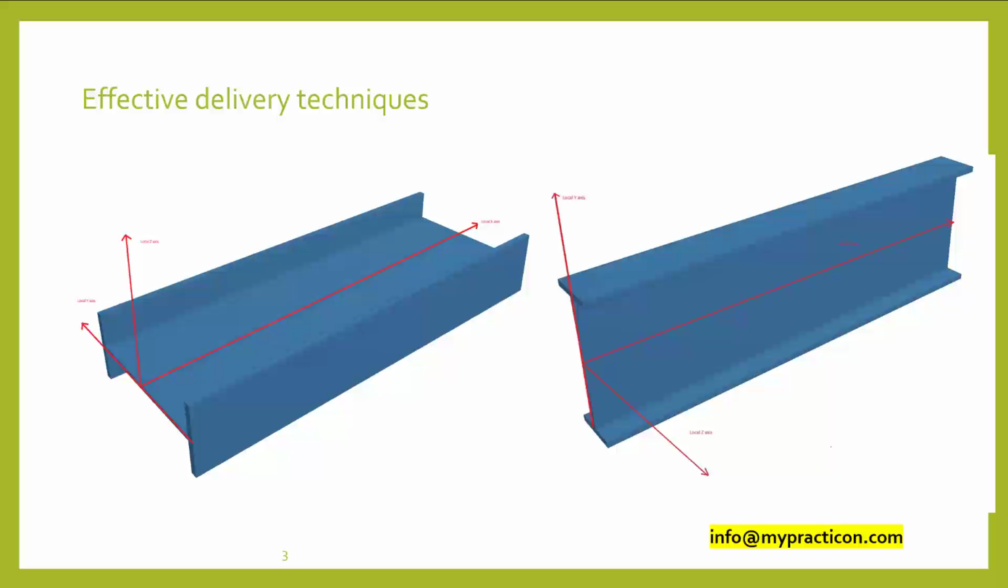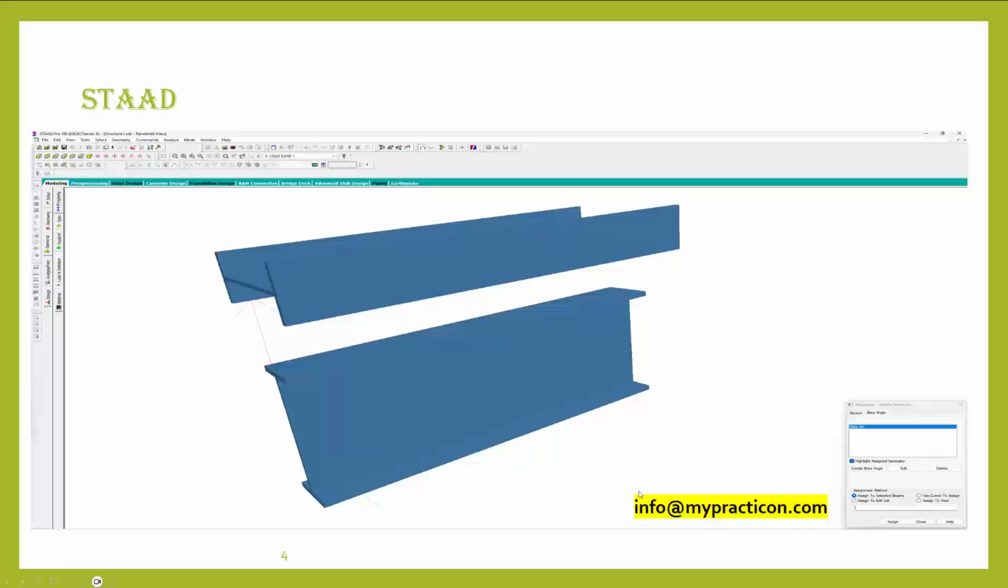So, a simple concept here: when you do the member orientation, let's say in STAAD Pro, we call it the beta angle. Beta 0 is the default, where the section will be as in the below picture. If you make it beta 90, it will be as in the above picture, rotated by 90 degrees, right?